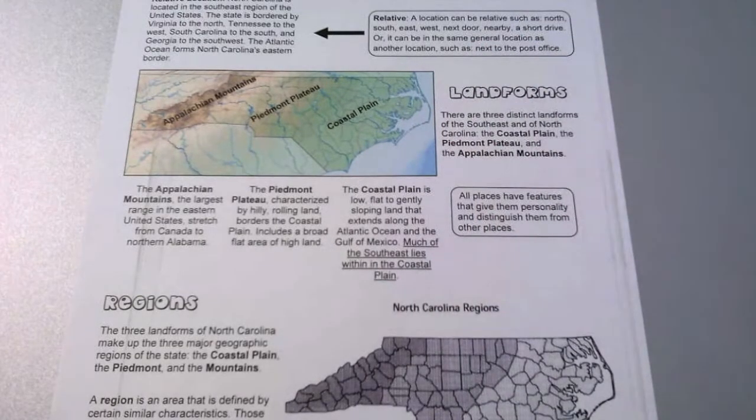So, the Appalachian Mountains are the largest range in the eastern United States, and these mountains actually stretch from Canada to northern Alabama. The Piedmont Plateau is characterized by hilly, rolling land, and it borders the coastal plain. This area also includes a broad, flat area of high land. Again, this is where we live. And the coastal plain is low, flat to gently sloping land that extends along the Atlantic Ocean and the Gulf of Mexico. Much of the southeast lies within the coastal plain.